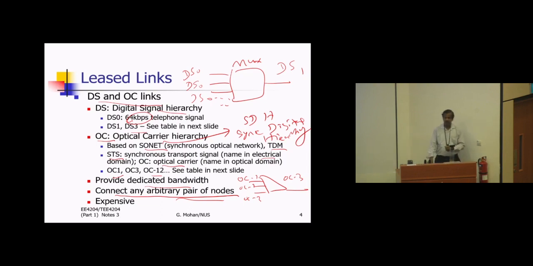But with this type of leased link, let's say we have two offices of an organization and you want to lease a link to connect them, with, let's say, an OC-192 link, then 10 Gbps is guaranteed for that link.